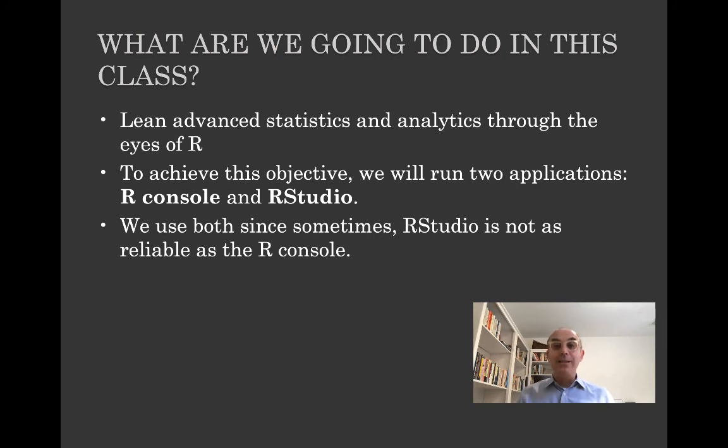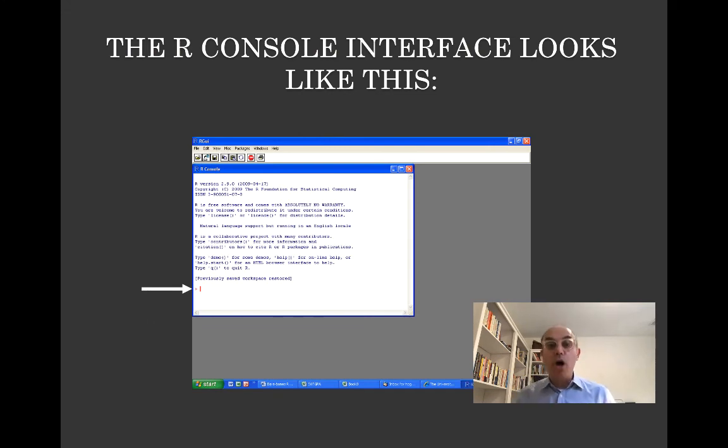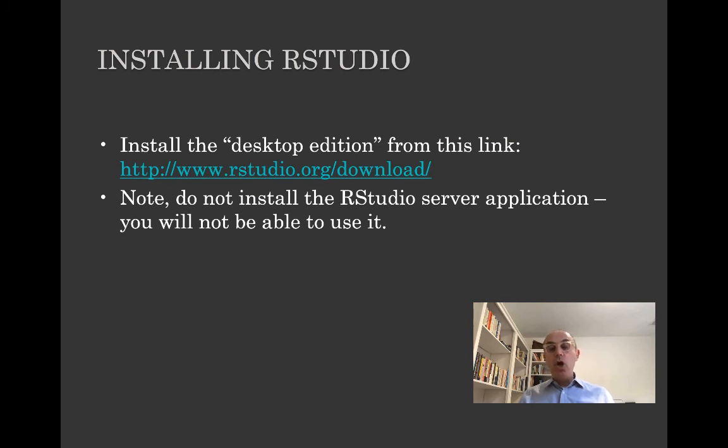So how are we going to conduct this class? We're going to learn different statistical theories and different statistical analysis modules, and we are going to use them by looking at two applications, RStudio and the R console. When you install RStudio, you need to install the R console because it is part of how it runs. So in getting started, you load the console, which you download from the RStudio website, and it will look like a DOS prompt that you're going to run. For RStudio, you're going to download the software, not the server. The server costs money.